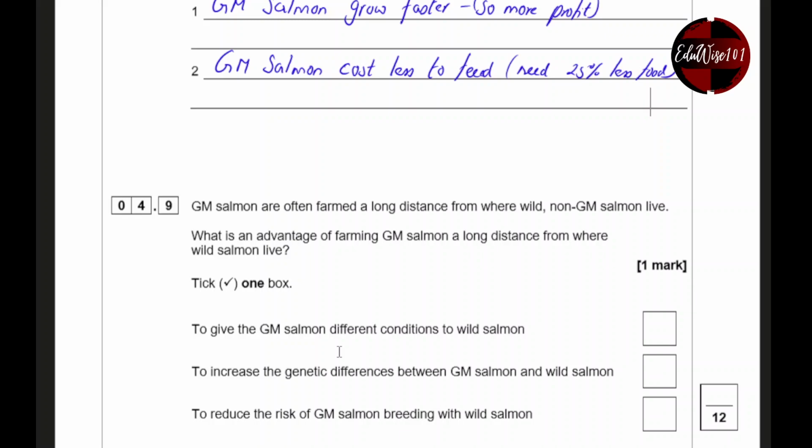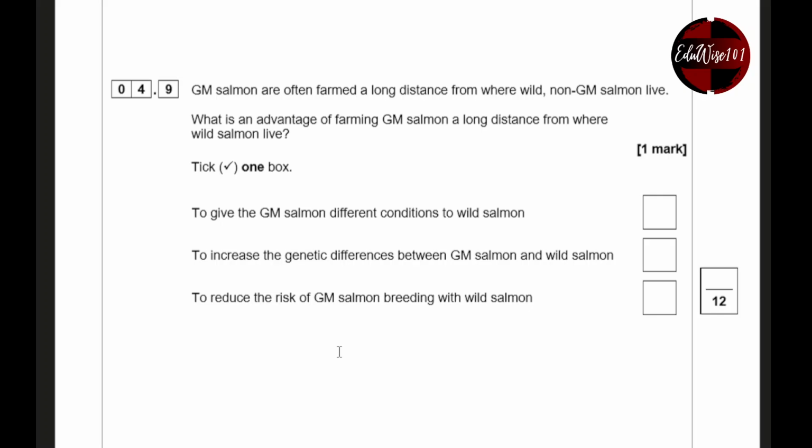Question 4.9. GM salmon are often farmed a long distance from wild non-GM salmon. What is the advantage of farming GM salmon a long distance from where wild salmon live? To give the GM salmon different conditions to wild salmon, not necessarily. You'd want to keep them in the same conditions because all salmon prefer a certain type of condition, for example, the temperature of the water and the amount of oxygen and so on. You don't find salmon in all types of conditions.